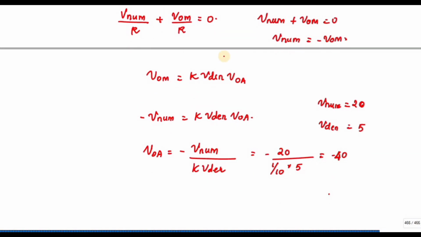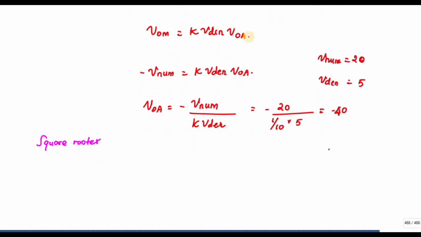We know that VOM is equal to K into VDEN into VOA for the voltage divider circuit. In the square rooter, instead of VDEN, I am going to connect VOA. So my VOM is equal to K into VOA square, right? And we know that minus VNum is equal to K into VOA square, right?